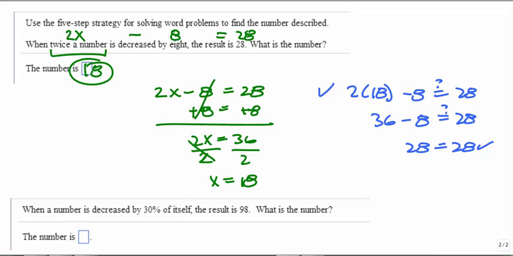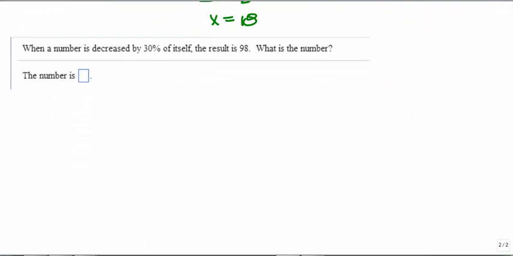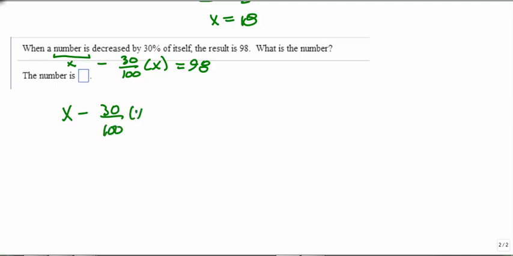The next problem is going to be similar to the one we just worked. We have to write an equation to make this go. It says when a number, so again, when a number means our unknown number, is decreased by a subtraction, 30% of itself. So 30% I could represent as 30 over 100, and I need 30% of itself. The result is 98. So here I have an equation, x minus 30 over 100 times x equals 98. So this is a number decreased by 30% of itself is 98. Now, if you are more comfortable working with decimals, I could call this 0.30 x equals 98.